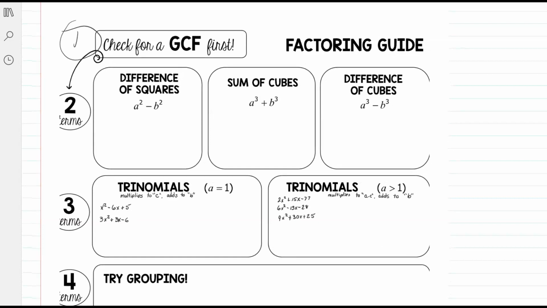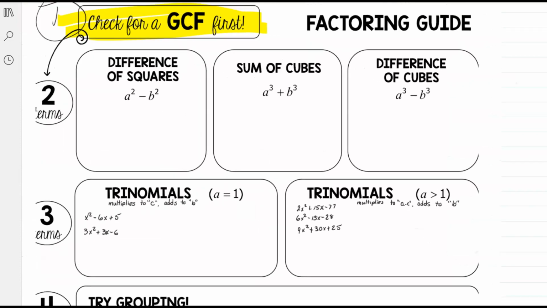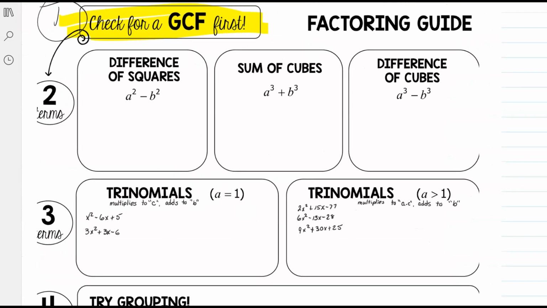Okay, for your factoring guide, step one, check for a GCF. I would not do this in order right here, 2 terms, 3 terms. That would not be my order. Notice at the top here, you've got 2 terms. First thing we want to do, after you find the GCF, is to look to see, does it have 2 terms? 1, 2.